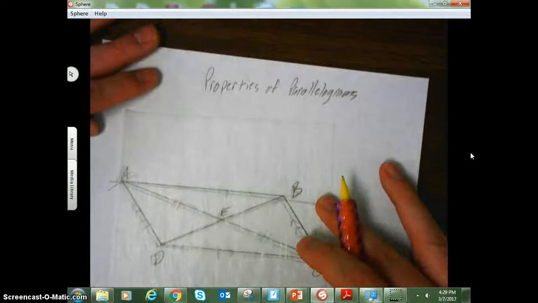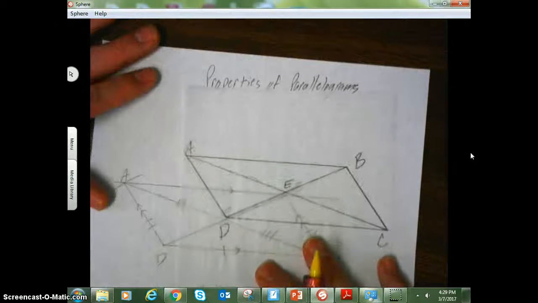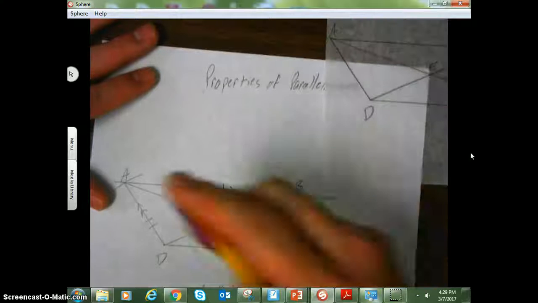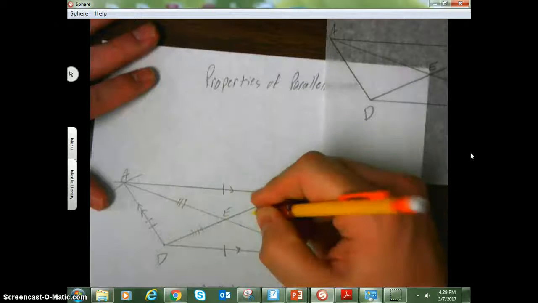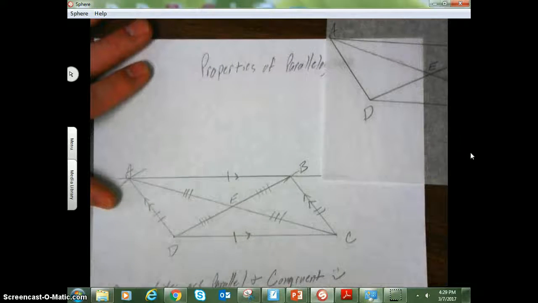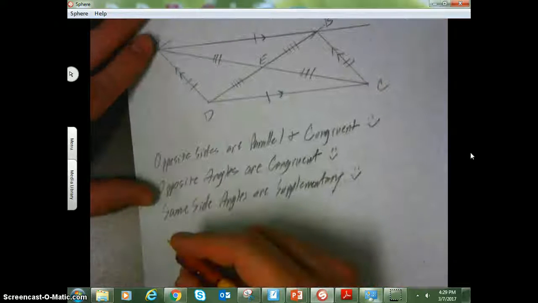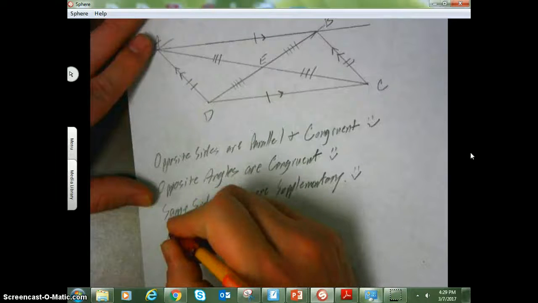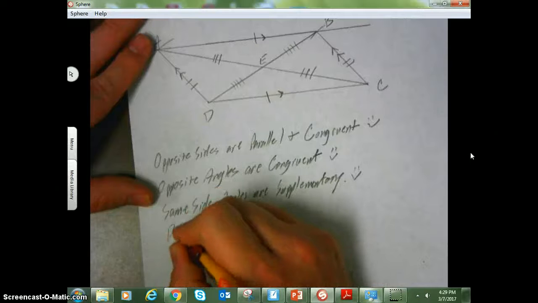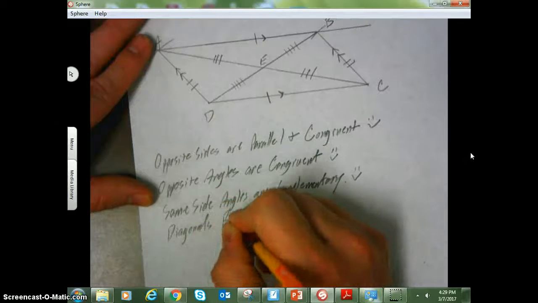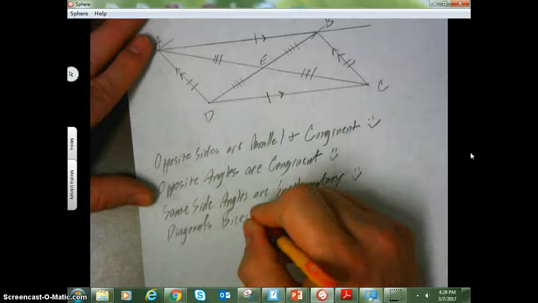Well, what if I look at DE and BE? If I take segment DE and put it on BE, I can see that those are the same length also. So 1, 2, 3, 4, 1, 2, 3, 4. What that allows me to conclude is that in a parallelogram, the diagonals bisect each other.